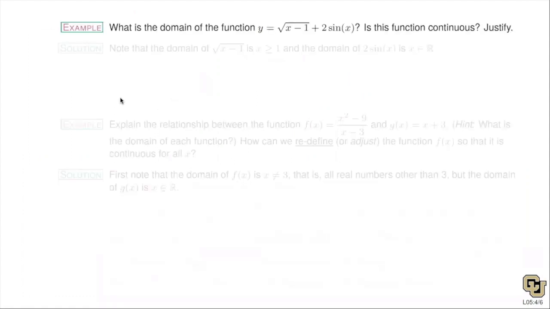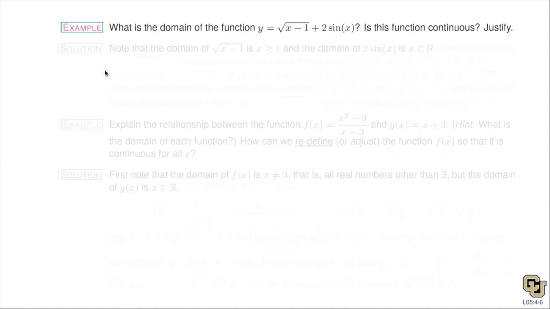So the example says, what is the domain of the function y equal to the positive square root of x minus 1 plus 2 sine of x? And then the question asks, is this function continuous? Justify. So the reason I mentioned domain first is, as I said, a function cannot be continuous outside of its domain. So to me, the concept of domain and the concept of continuity are very connected.